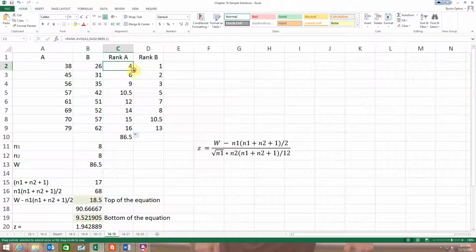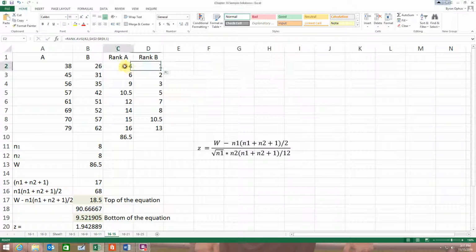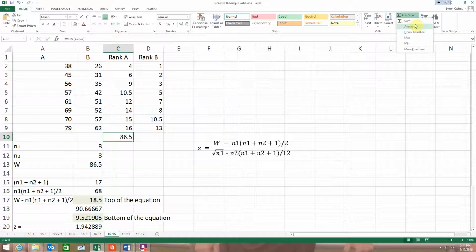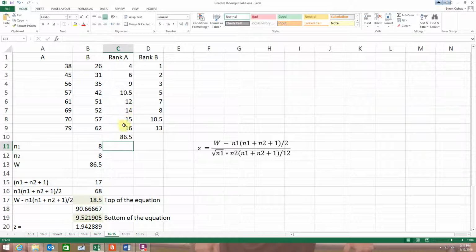Both directions here. Sorry for the pause, I had to sneeze. So I can copy it both directions. Copy that down. Okay? Then I'm going to total just A. That's all I want to do, get a sum of what I have here in A. So I'll pick my auto sum. Okay, and that's that. Boom, there you go. Okay, that is my large W.